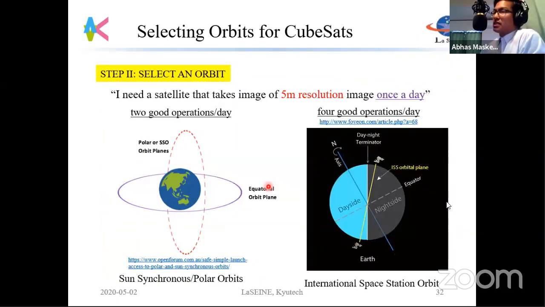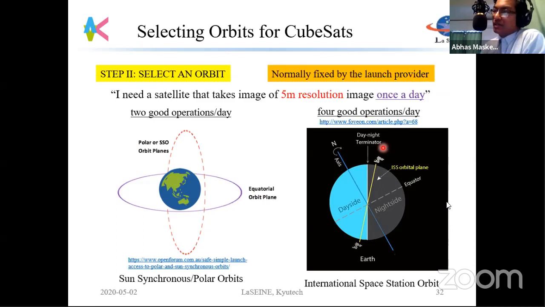Now let's look at the orbits. We said that we need a 5-meter resolution image once a day. In low Earth orbit, we can choose between sun-synchronous and International Space Station orbits. These are just examples. So let's say we have to choose between the two. For polar orbits or sun-synchronous orbits, empirically speaking, through experience, I know that there are 2 good operations per day, at least. And with ISS, International Space Station, we have 4 good operations per day. So let's say we choose International Space Station orbit.